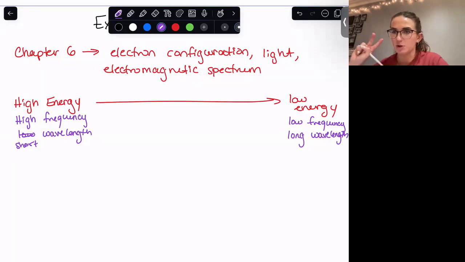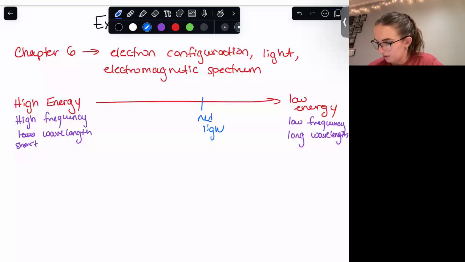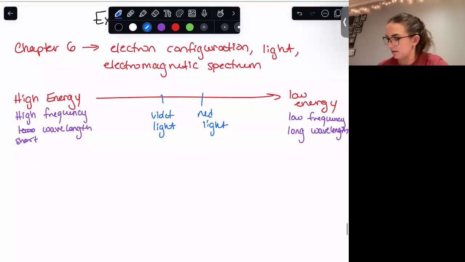Which way does our visible spectrum work? Is your red closer to the low energy or the high energy? Good. So you have your red light on this side, which means you have your violet light on this side. Just keep that in mind.